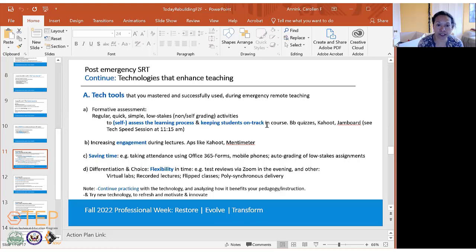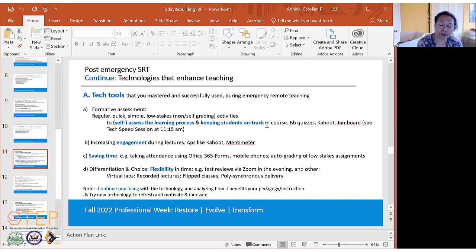We've also learned technological tools that help us save time. For instance, I don't know whether you take time taking attendance at the beginning of class, but you could do that easily with an Office 365 form, or I'm sure there are other programs too that you can create forms electronically and let your students sign in that way. And then you don't have to worry. Actually, even Zoom has the possibility to check attendance, because it shows exactly who is online in your Zoom class. So that helps, and that saves time.